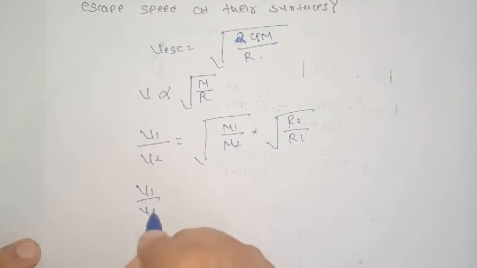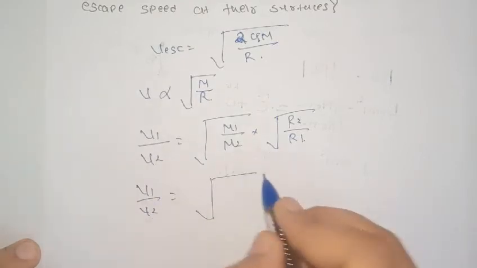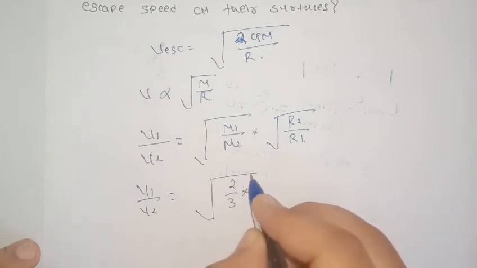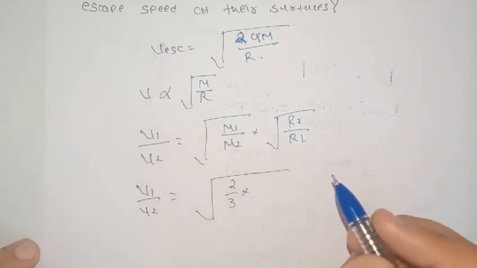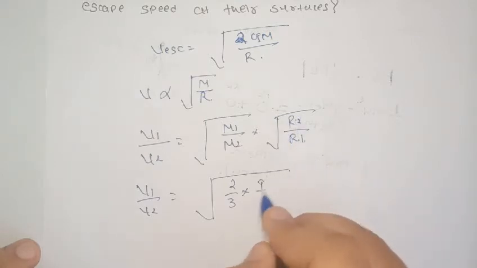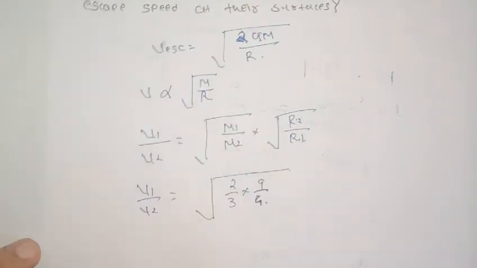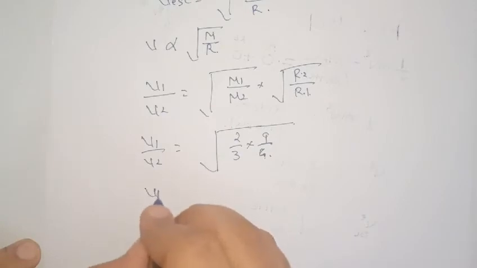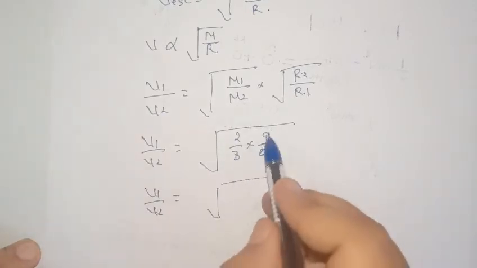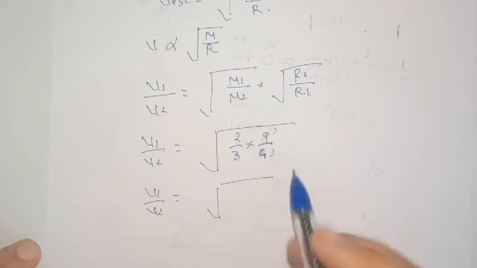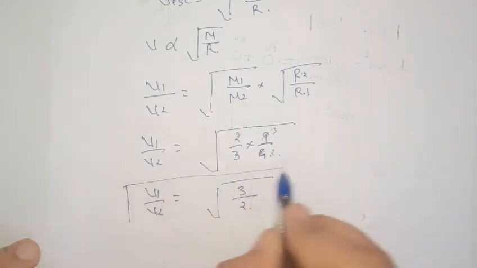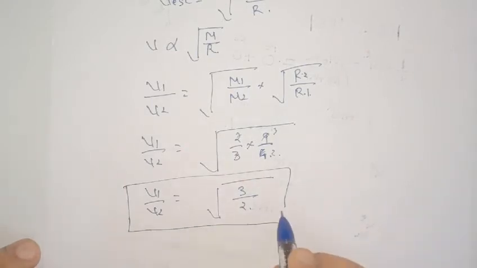So v1 by v2 will be equal to, the ratio of masses is given 2:3 and the ratio of radii is given 4:9. So r2 by r1 will be 9 by 4. So v1 by v2 will be equal to under root 3 by 2. So this will be our final answer.